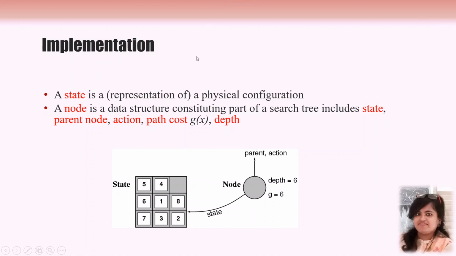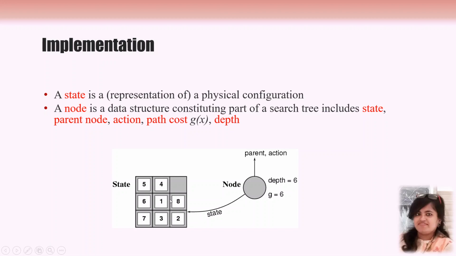To implement these search strategies, we need to know the meaning of 2 terms. One term is state, another term is node. State is a representation of a physical configuration, and a node is a data structure constituting part of a search tree that includes the state. It has the state, the parent node, the action, the path cost and the depth. Based on this, the node is defined.